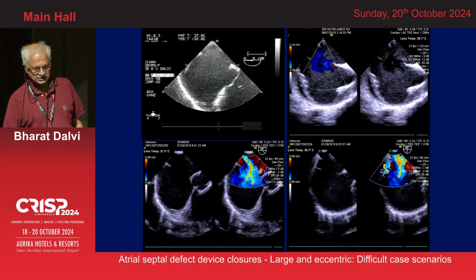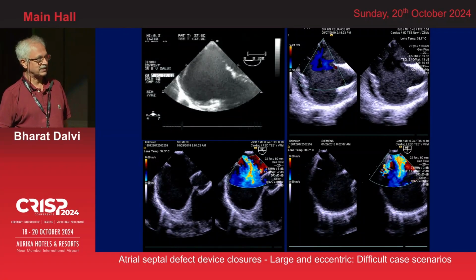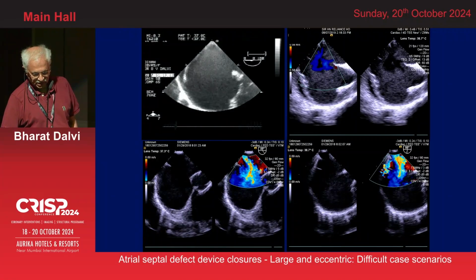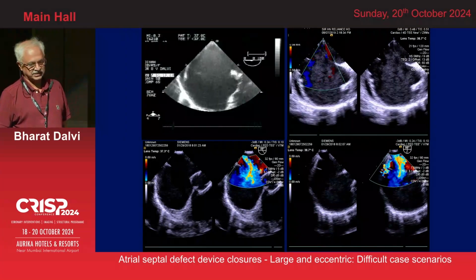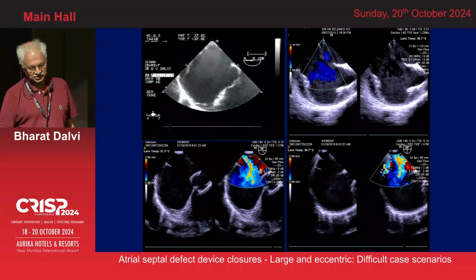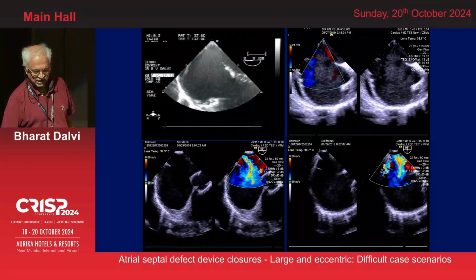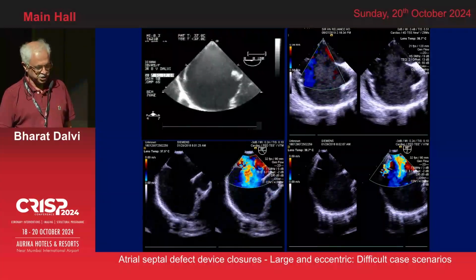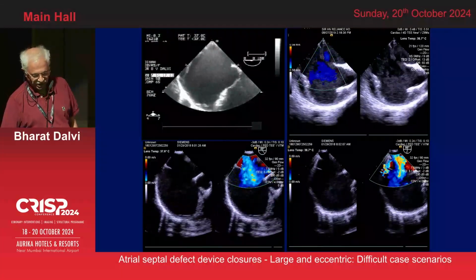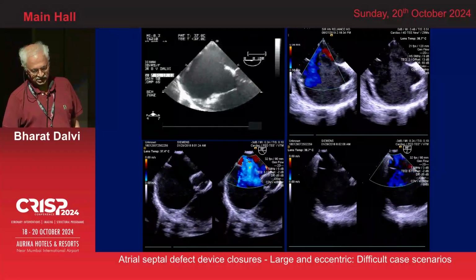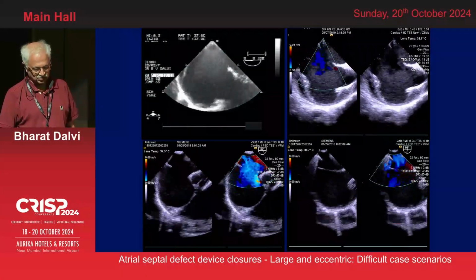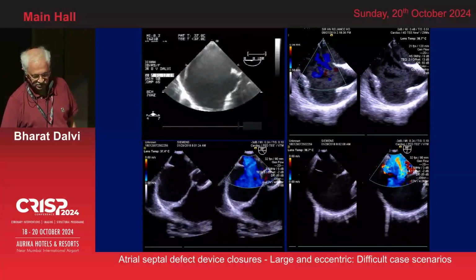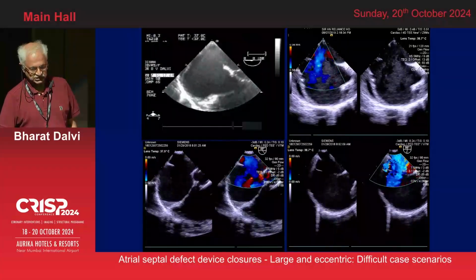So this is what I would consider as really large, a 39 or 40 millimeter measurement here. This is yet another large ASD in an adult measuring something like 38 or 39 millimeters. And these are two large ASDs in children. This is around 7 kg, measuring somewhere 18 to 19 millimeters. And here again, this is a child who is around 6 to 7 kgs, measuring 19 millimeters on transesophageal echo.